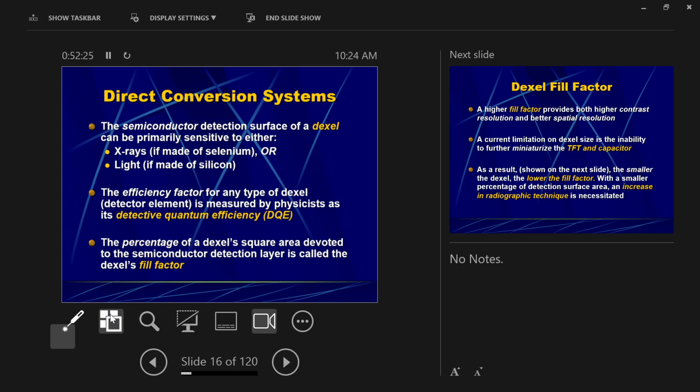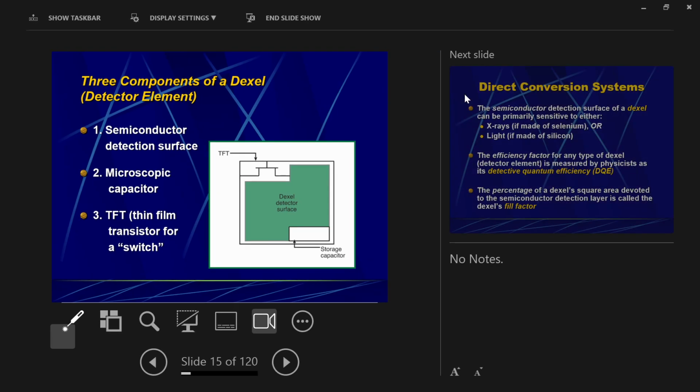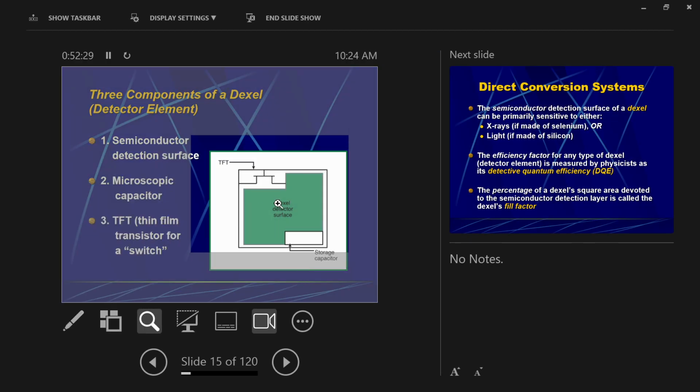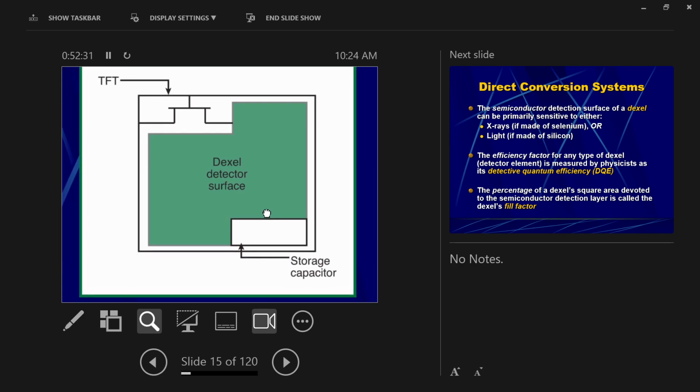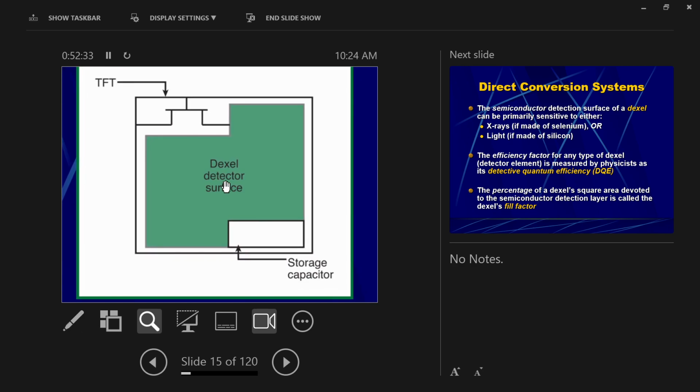Okay, let me backtrack one step here. I know it's a cartoon drawing of the detector, but if you look at it, there's an area shown in green, that's the detector surface, but then the detector itself is a little larger than that, right? The green doesn't take up the whole square area, okay? So here's a problem. This is one hurdle that technology engineering is trying to overcome right now.